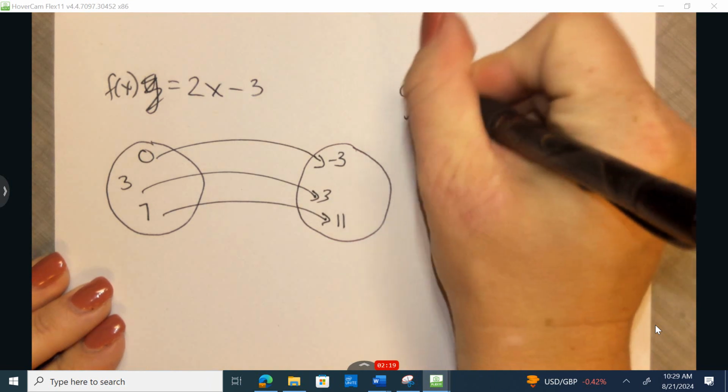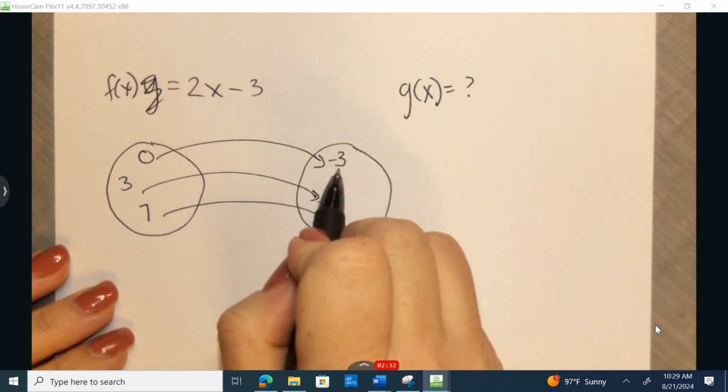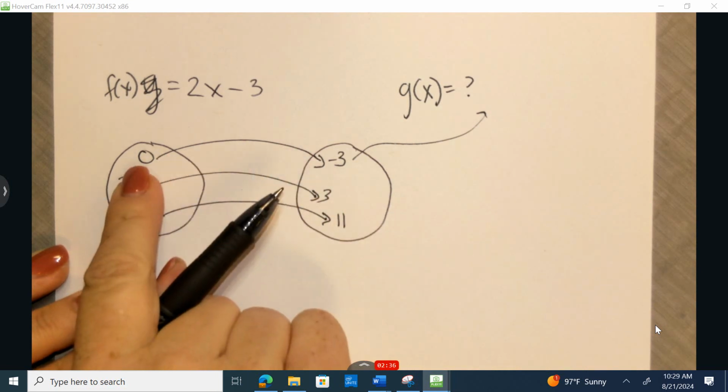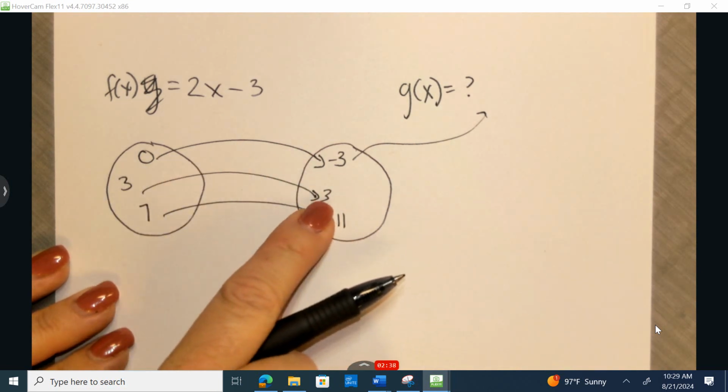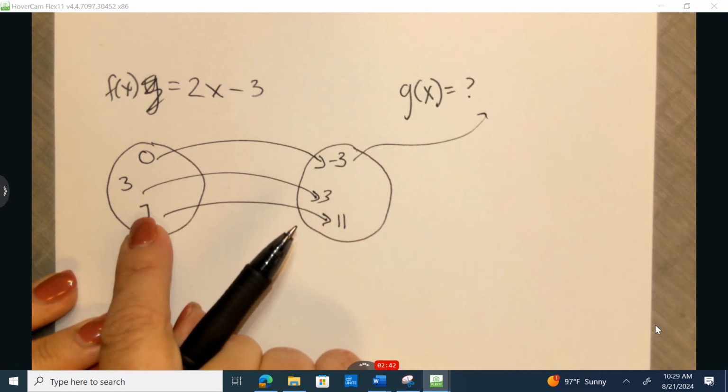Now here's what inverse means. Inverse means that I have some function called g of x, and I reverse it. On your car, you're going to go to the R and you're going to reverse it. When you reverse backwards, when you plug negative 3 in, guess what you're going to reverse backwards to? 0. When you reverse backwards from 3, you get 3. And when you reverse backwards from 11, you automatically get 7.